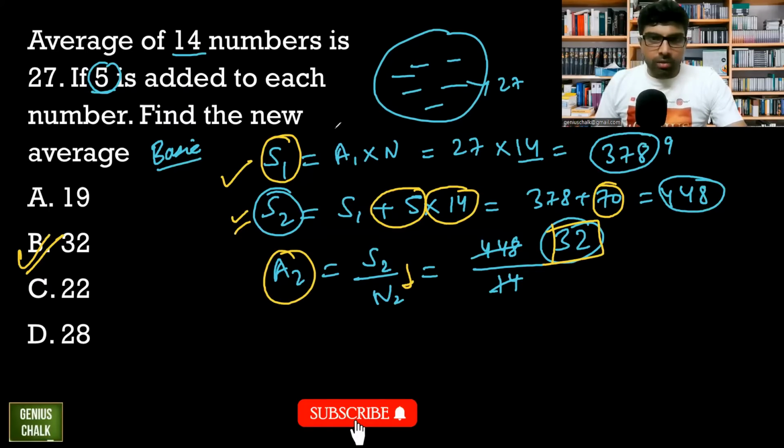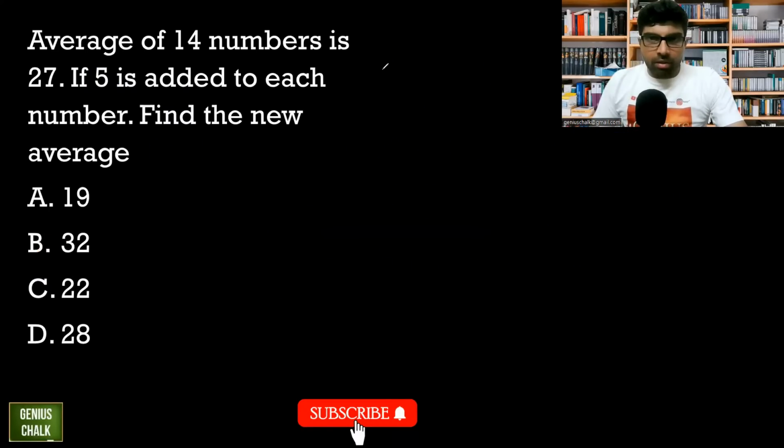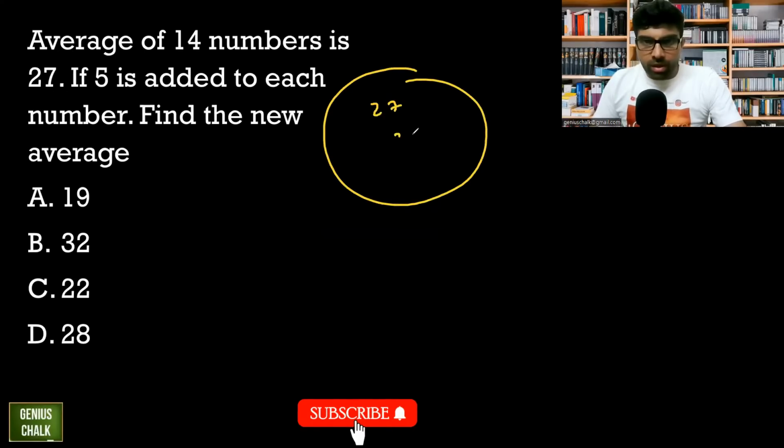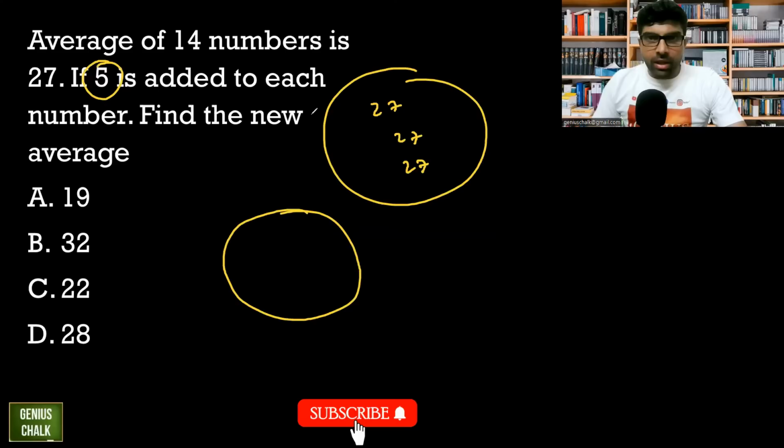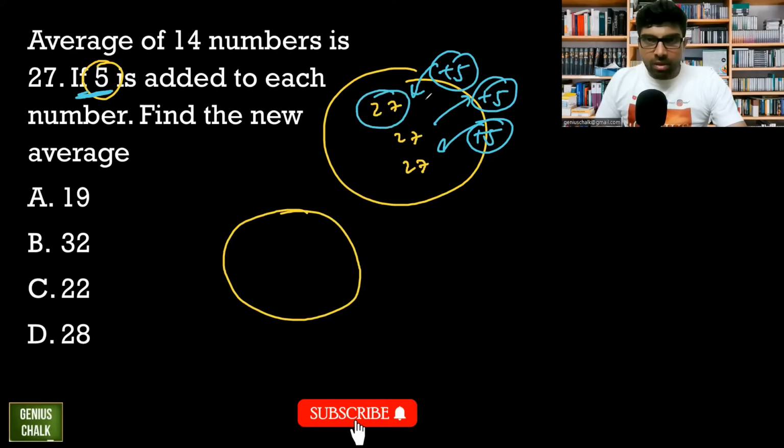The learning is you have seen that earlier the average of 14 numbers was 27. Everybody was having 27. So if 5 is added, that means individually, if I give 5 to this 27, 5 to this 27, 5 to this 27, this 5 will be given extra, right? So whatever I'm giving, this 5 to everyone, the same will be the change in average. That means everybody will be having 27 plus 5, 32 and 32 only.